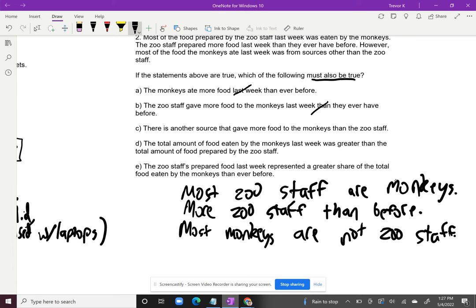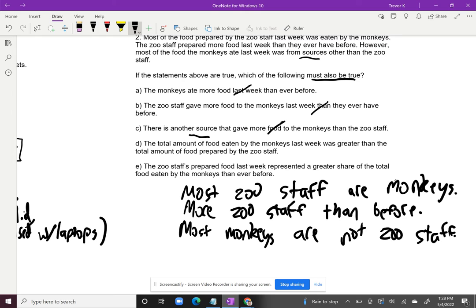C, there's another source that gave more food to the monkeys than the zoo staff. This is a trick answer. This is one you have to really pay attention to. See, this says another source, but we only know about sources. So we don't know if there's another singular source that gives more food to the monkeys than the zoo staff. We just know something like, there are a bunch of sources, or maybe there are more sources, but we can't say for sure there's one source that's giving more.